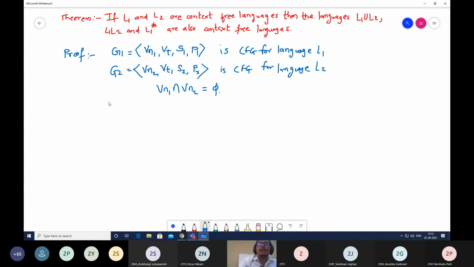Now we need to go ahead with the construction of three grammars: the grammar for union, the grammar for concatenation and the grammar for Kleene star. First we need to construct the grammar for union, that is the GU grammar. GU grammar will be VNU, VT, SU and PU. We need to define this 4 tuple of our union grammar, which will correspond to our language L1 union L2.